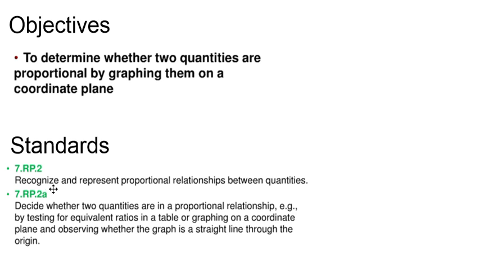Today's standards: we're going to recognize and represent proportional relationships between quantities, and we're going to decide whether two quantities are in a proportional relationship. And we're going to do that by graphing on the coordinate plane and observing whether the graph is a straight line through the origin.